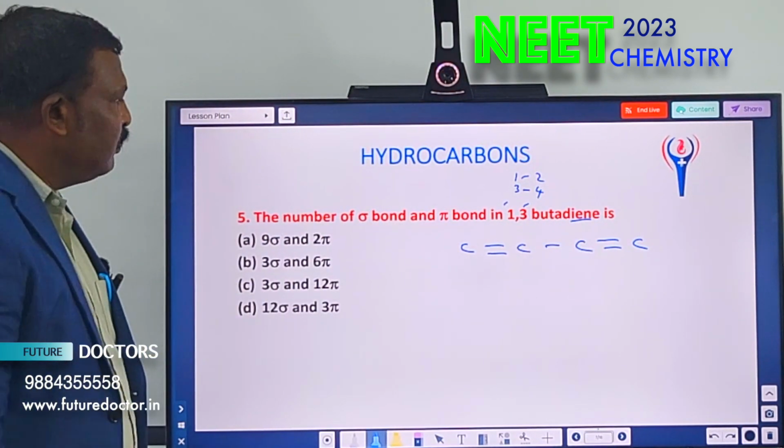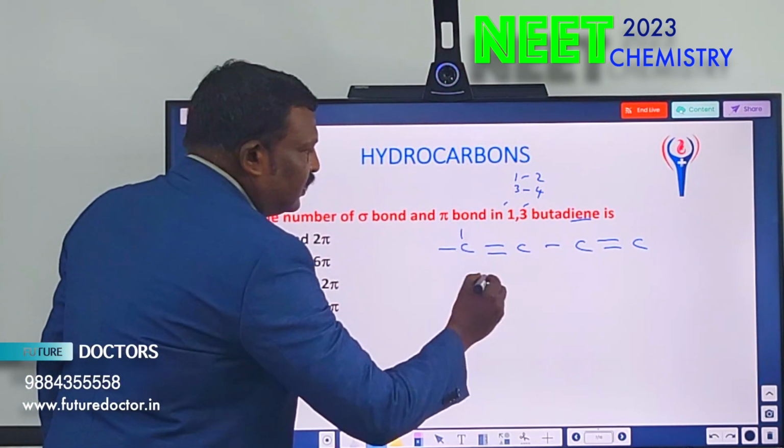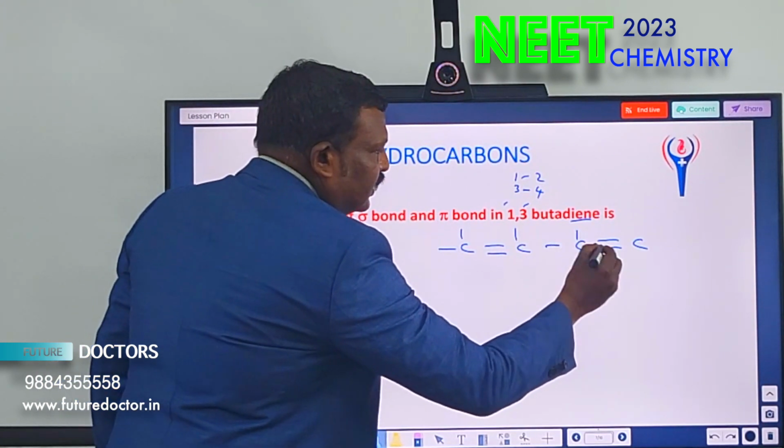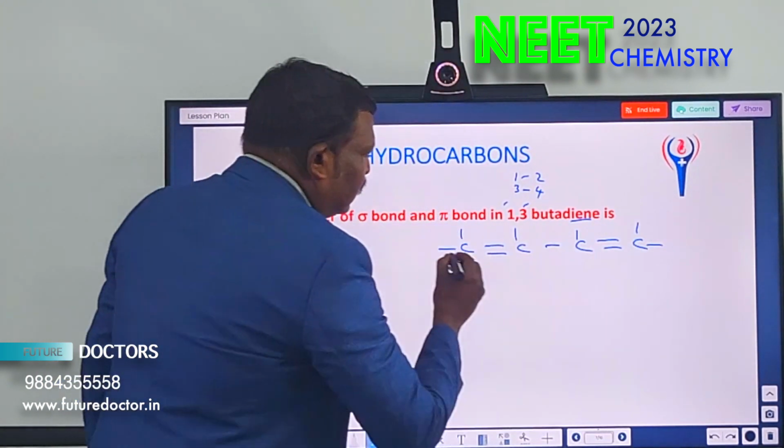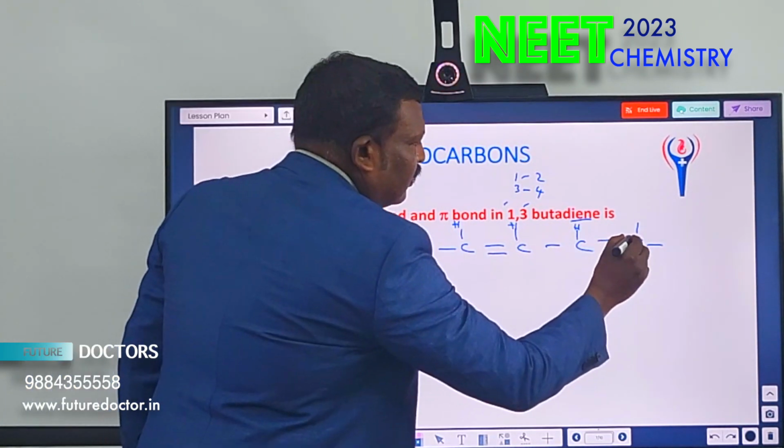Understood? Now you can fill with hydrogen. Here, how to fill up? Here 2 hydrogen. Here 1 hydrogen. Here 1 hydrogen. Here 2 hydrogen will come. Understood? Better or not? Okay. Right.